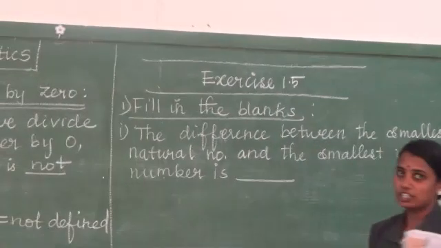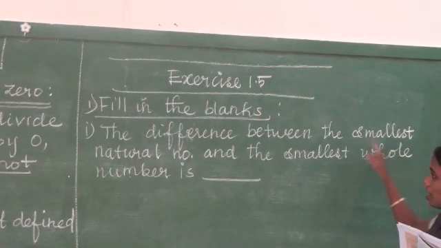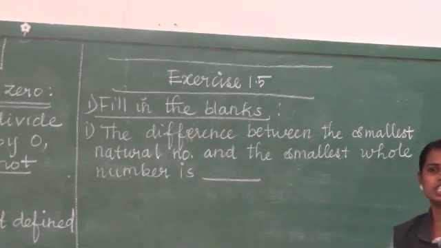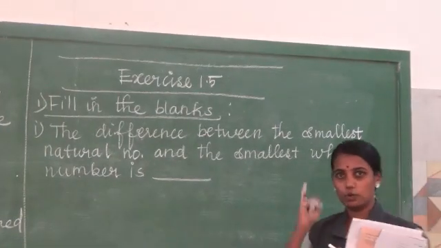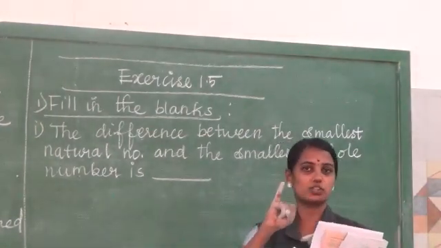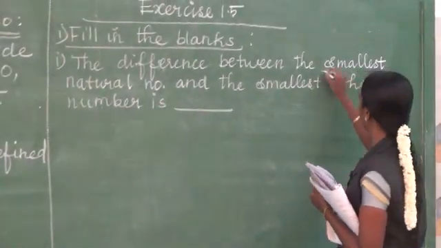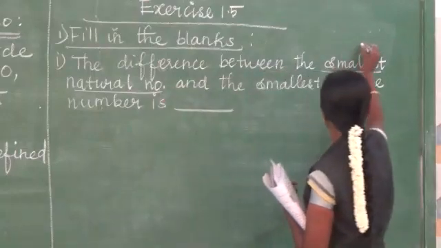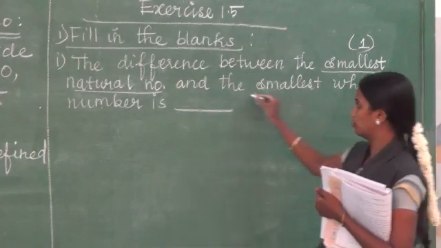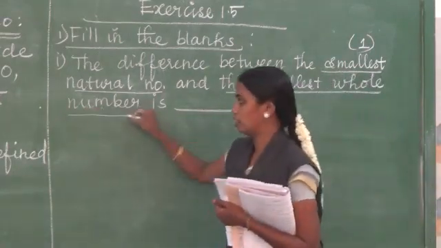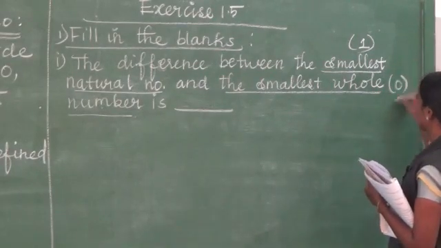Listen to me. The question is the difference between the smallest natural number and the smallest whole number. What is the smallest natural number? Natural numbers start from 1. Yes or no? The counting numbers are called natural numbers. The smallest natural number is 1. Next, what is the smallest whole number? Whole numbers start from 0. So the smallest whole number is 0.